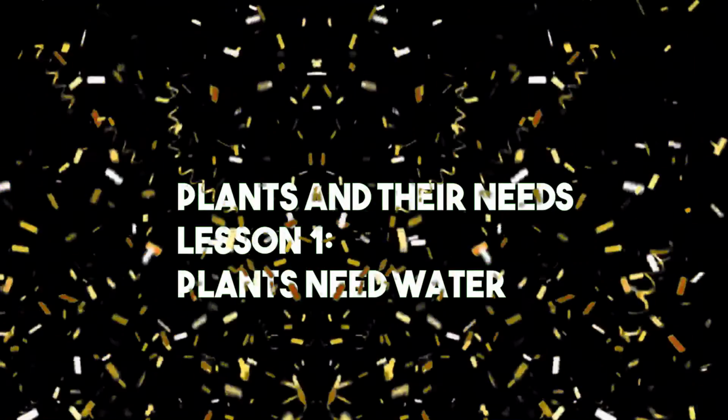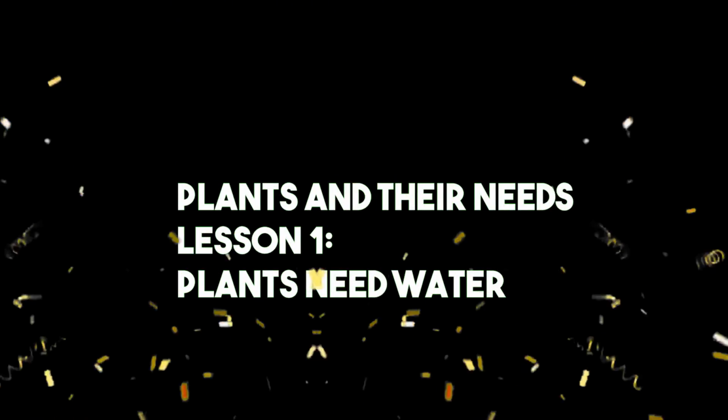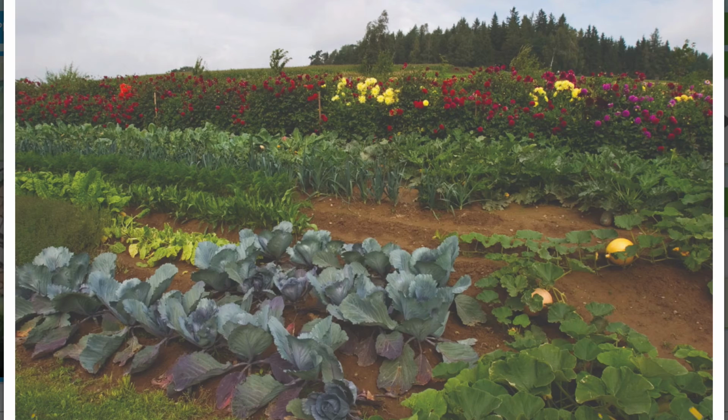Welcome back, second graders. Now we're going to be starting plants and their needs. Let's take a look at this picture. It shows lots of flowers and plants. How many different plants do you see? And what questions do you have about the garden? We can see a variety of colors. We can see tall trees, grass, some fruits here.